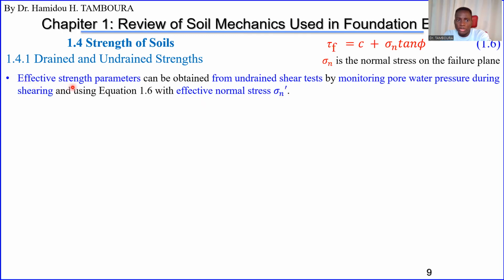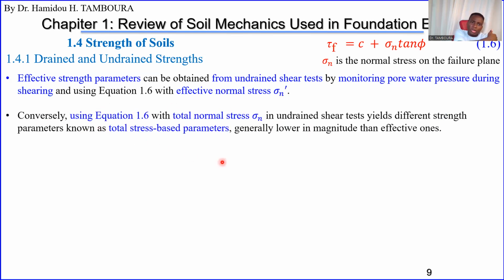Okay. This parameter, the effective strength parameter, means C prime and phi prime. These two can be obtained from undrained shear test. Okay, we will talk about this undrained shear test later. Maybe in this video a little bit, but next video also more. So monitoring the pore water pressure, okay, triaxial test, for example.